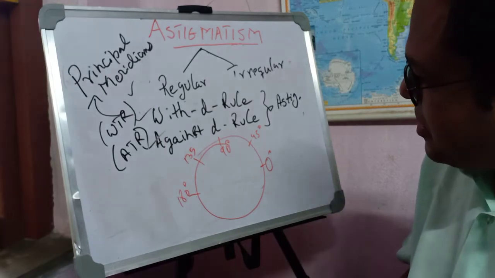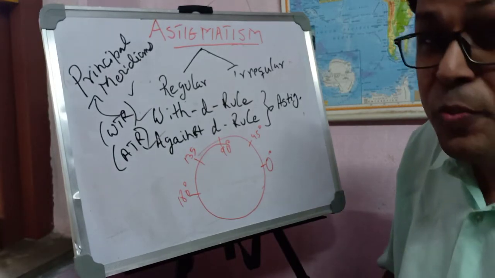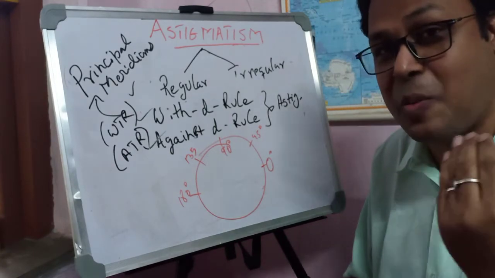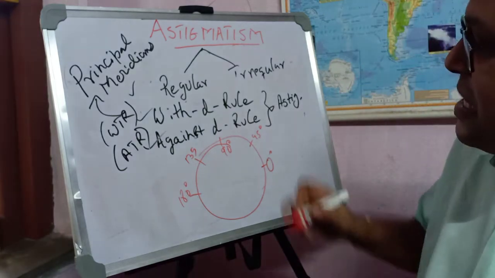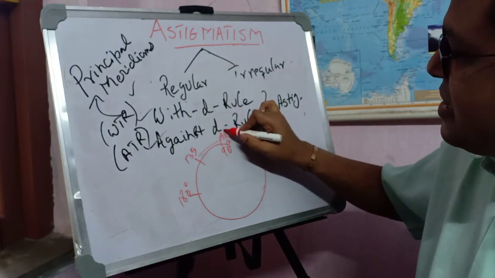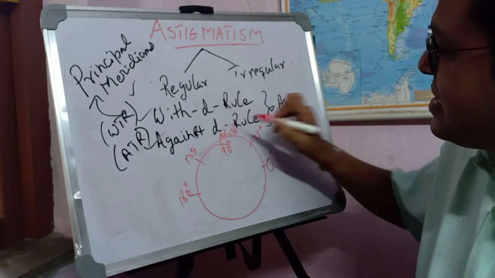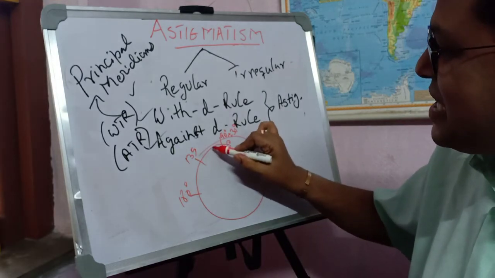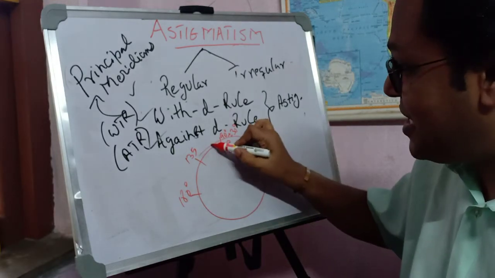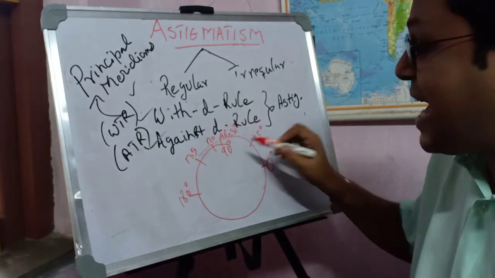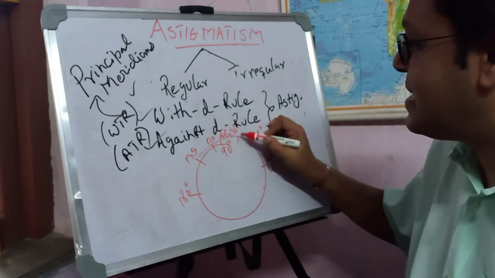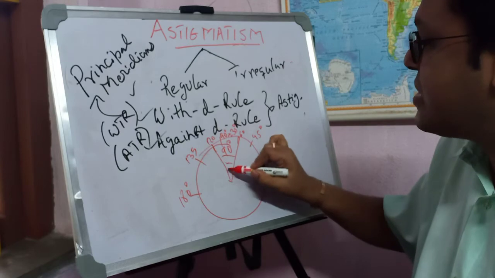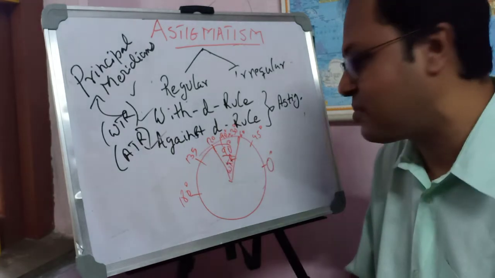So now, remember the concept of steep meridian from our first video. When your steep meridian is at 90 degree plus minus 30 degrees, that's your with the rule astigmatism. That is 90 degree plus 30 degrees, how much? 120 degrees. So 120 degrees, and then 90 degree minus 30 degree is 60 degrees. So the steep meridian falling in this zone is called the with the rule astigmatism.